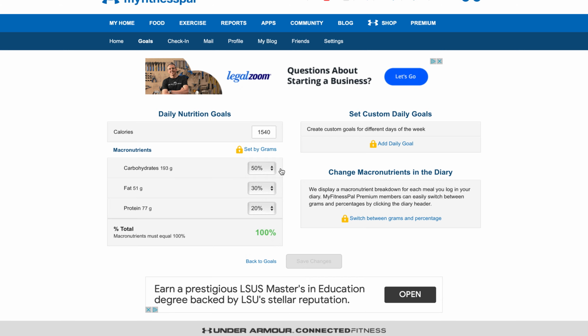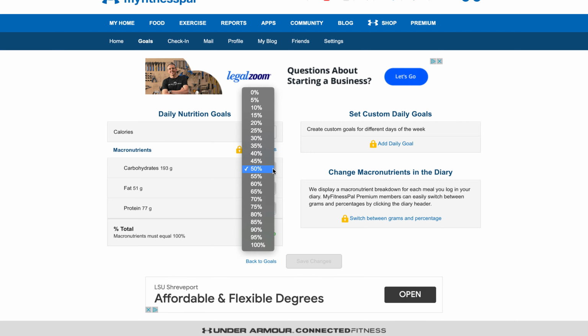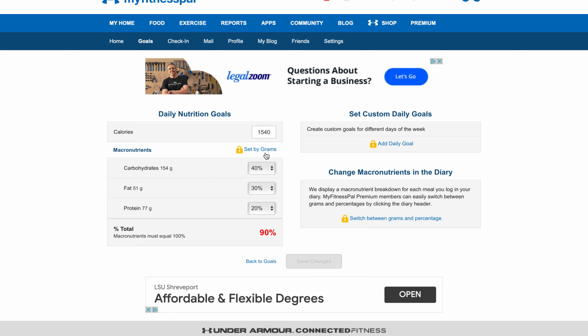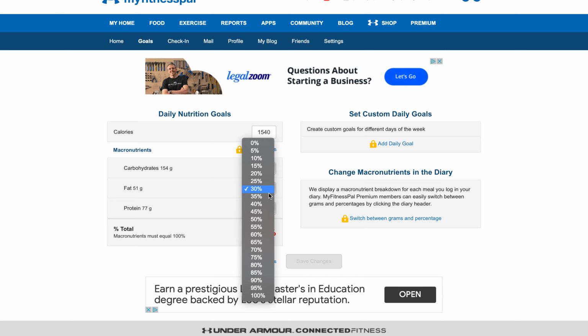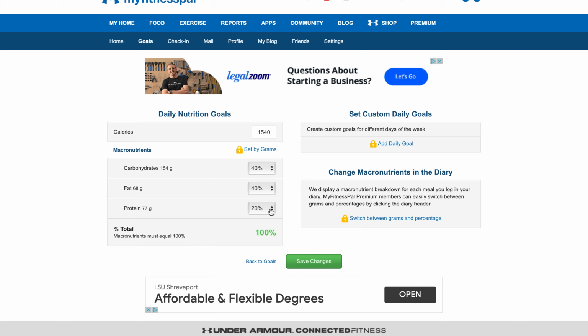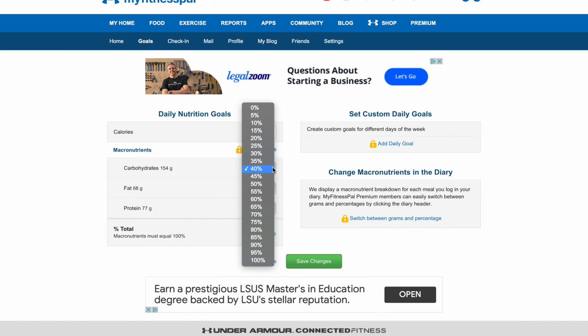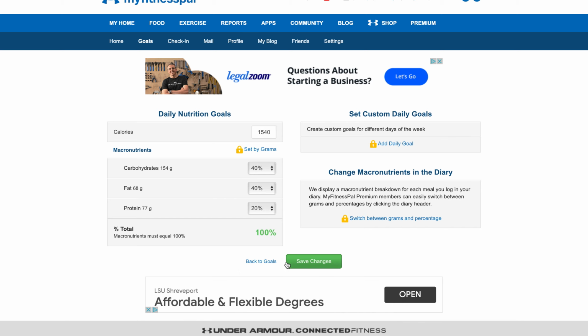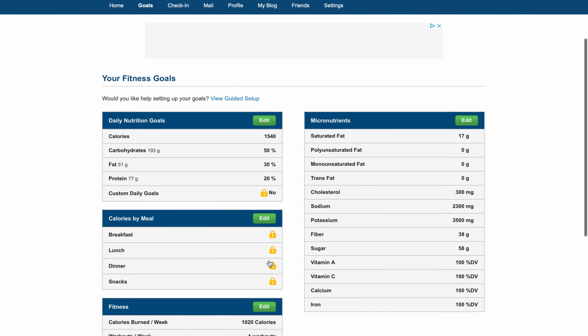So as I was saying, you can change these by 5%. And that's another goal thing. 50% carbs, 30% fat, and 20% protein is a very popular split to do. I find that eating so many carbs makes me feel lethargic, and I like eating peanuts, avocados, and healthy fats like that, fish, salmon, things of that nature. So I'll kind of alter these a little bit, and save your changes or get back to goals.